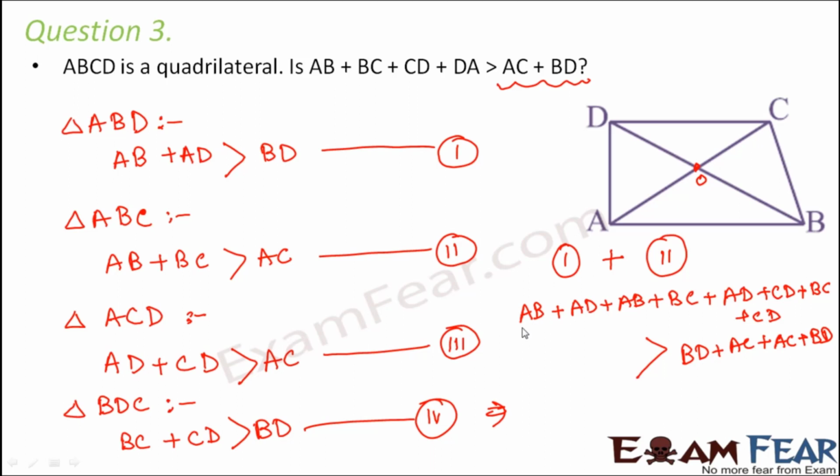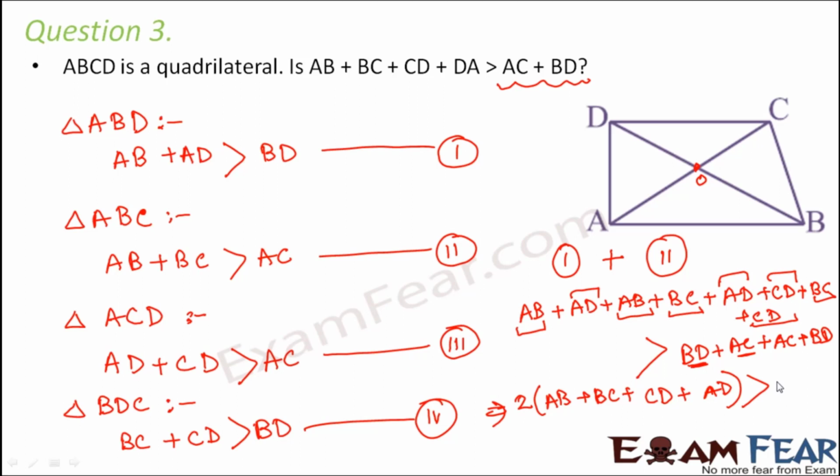On the left hand side, we see that every term is repeated twice. AB is 2 times, AD is also repeated 2 times, BC is repeated 2 times, CD is also repeated 2 times. So basically we can write it as 2 times (AB plus BC plus CD plus AD). This is our left hand side. On the right hand side, AC is repeated 2 times, BD is repeated 2 times. So here also 2 times (AC plus BD). So this 2 and 2 will cancel out. So what do we get? We get AB plus BC plus CD plus AD is greater than AC plus BD. So that means yes, this relation is also true.